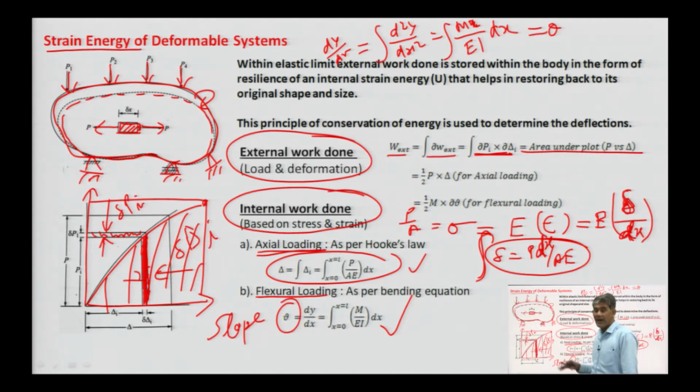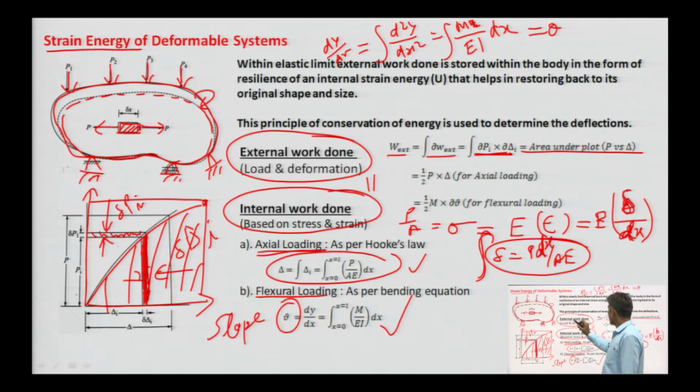Within the elastic limit, the displacement calculated for internal and external work will be the same. This gives the conservation of energy: external work done and internal work done will be equal. Internal work done is termed as strain energy, which is stored within the material.